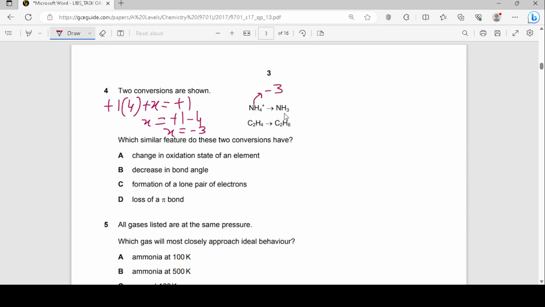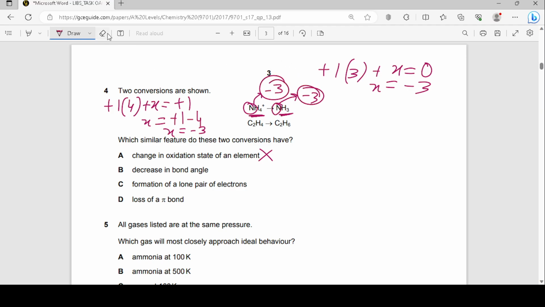Let's check NH3. Again, hydrogen will have a fixed oxidation state of +1. So +1 times 3 because I have 3 hydrogen atoms, plus X, let me take nitrogen as X, and that equals 0 because ammonia is a compound that has no charge. So X equals -3. A must be wrong then, obviously, because hydrogen, I told you, has a fixed oxidation state of +1, and nitrogen, on the other hand, in both of them I checked, is -3.